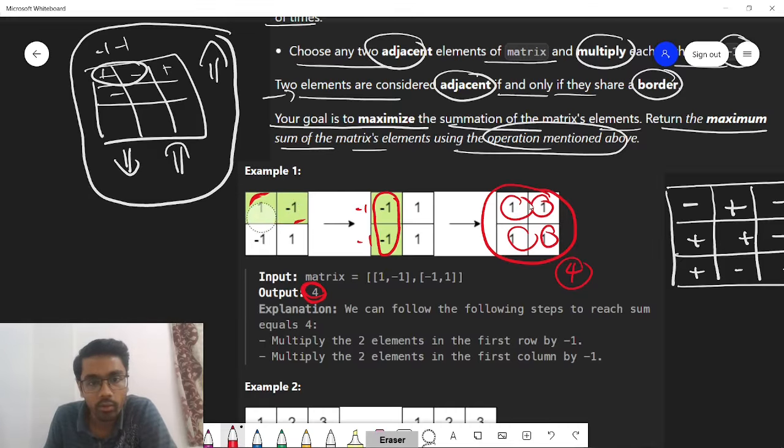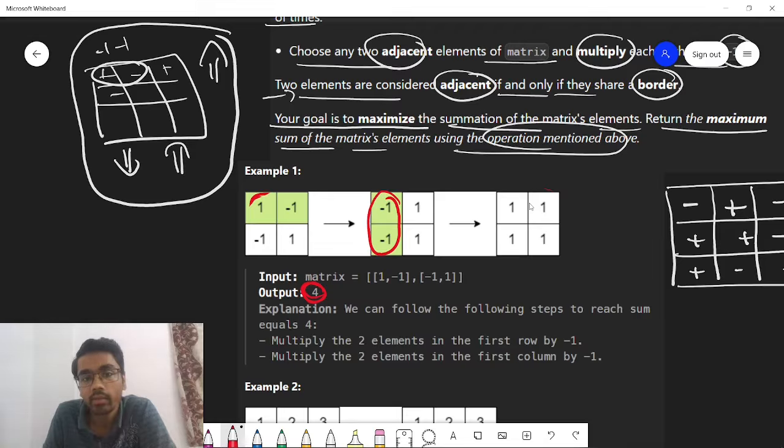Now did you observe one thing? When you have a pair of two negative numbers, you can always make both of them positive. So can't we say that if we have two negative numbers in the matrix, we can try to club those together, take them as adjacent elements and multiply by -1? In this case the negative numbers were apart, so we can try to get the negative numbers to be adjacent.